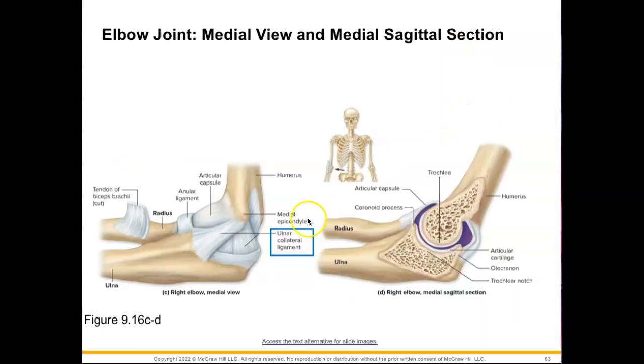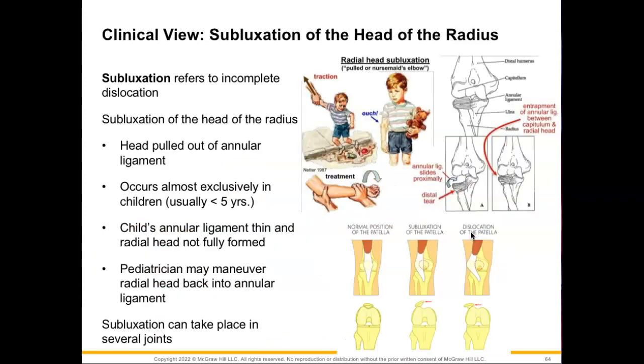And here's another view. This time we have a medial view of the elbow, so we could see that wonderful ulnar collateral ligament over here extending down from the medial epicondyle. And then this is a medial sagittal section, so you can see the trochlear notch of the ulna here and that trochlea of the humerus and the articular cartilage and that synovial cavity, all beautifully illustrated here.